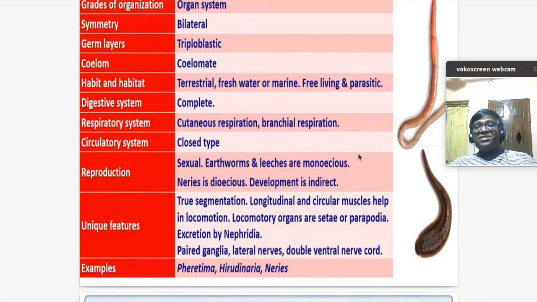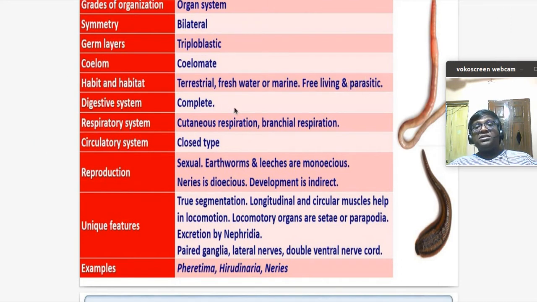Earthworms and leeches, they are monoecious. What do you mean by monoecious? Mono means single, ecious means house. So single house, that is a single earthworm has both male and female reproductive organs in the same organism. They are hermaphrodites. Even though they have both male and female reproductive organs in the same organism, they do not undergo self-fertilization. So fertilization is with another individual.